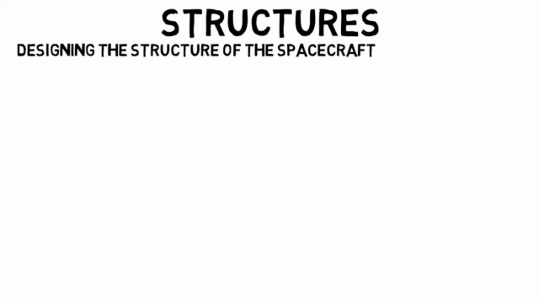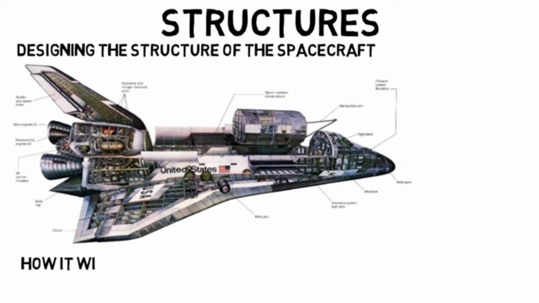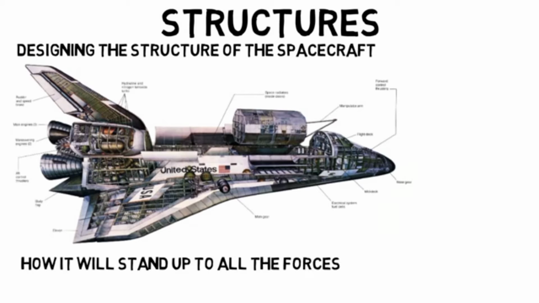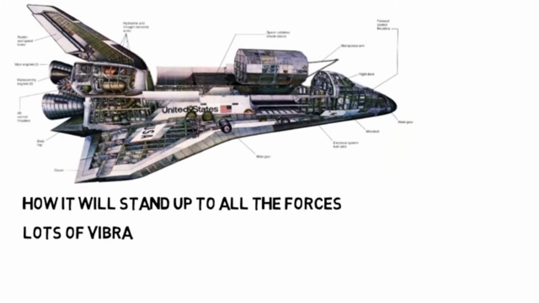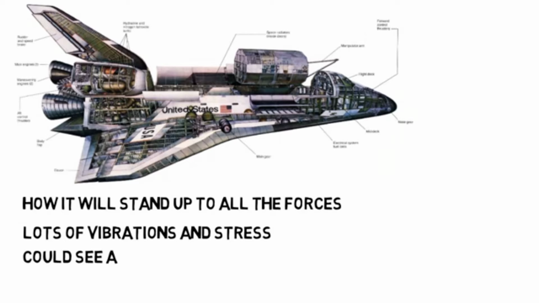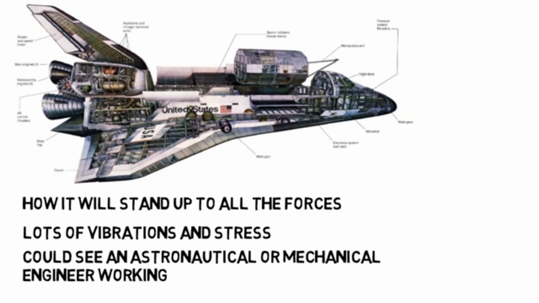Then structures is about designing the structure of the spacecraft, so actually how it is shaped and how it will stand up to all the forces it's subject to. As you can imagine, just when a rocket is launching, there are lots of vibrations and heavy stress that occur throughout the vehicle, so it's important that everything is designed properly to withstand that. This is also a subsystem that you could see an astronautical or mechanical engineer working on.